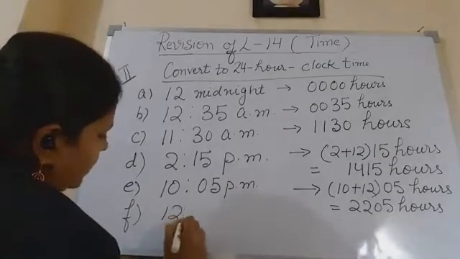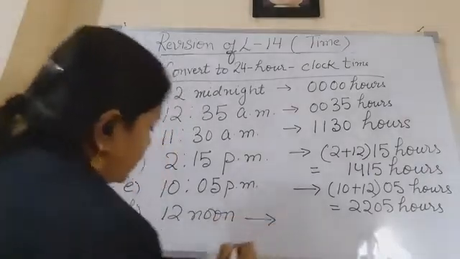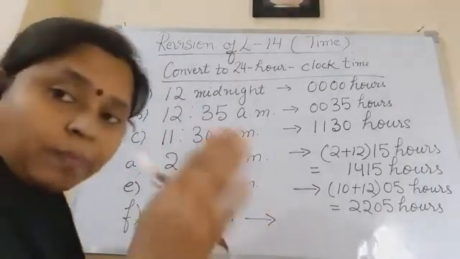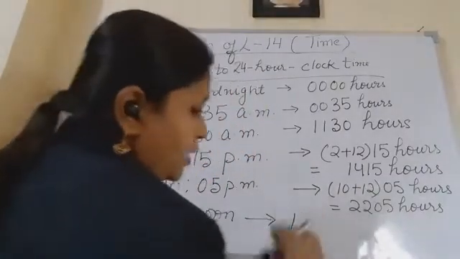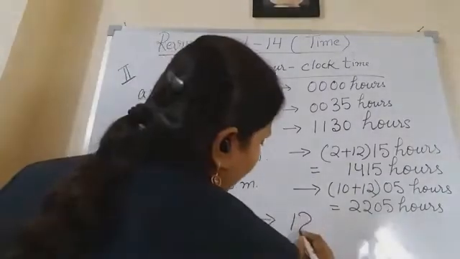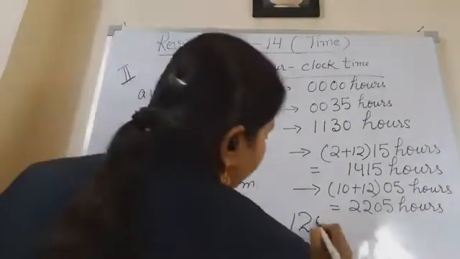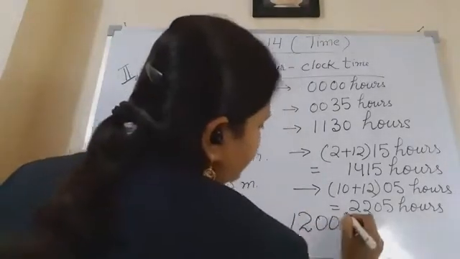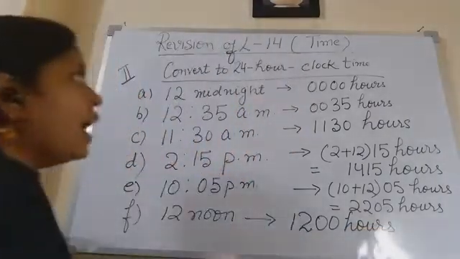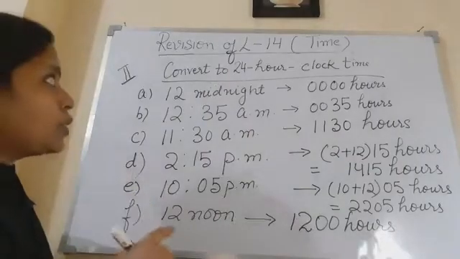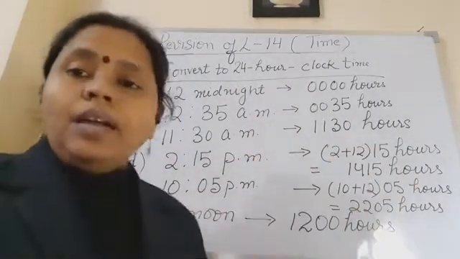And children, let's do the last part of this question. I have the time as 12 noon. So now it is very well understood. 12 noon means 12 hours past midnight. So when you will write this time in 24-hour clock, for hour you will write 12, and minute, there are no minutes, so 12:00 hours. I hope you have understood how to convert 12-hour time to 24-hour time.